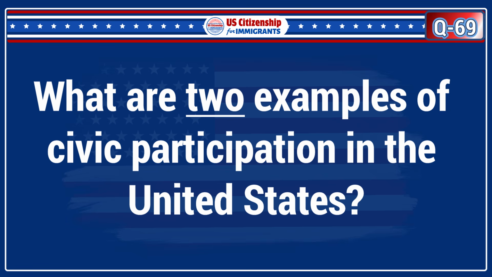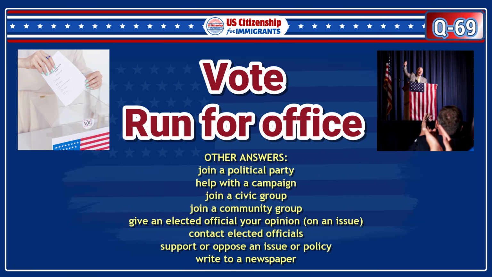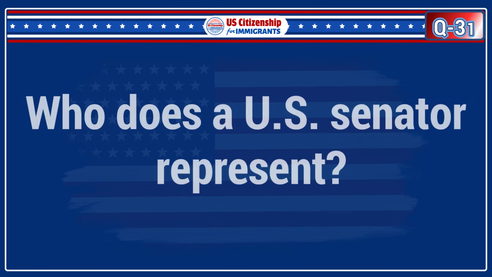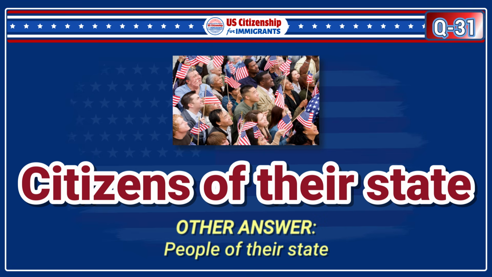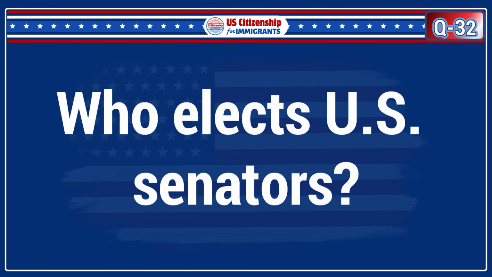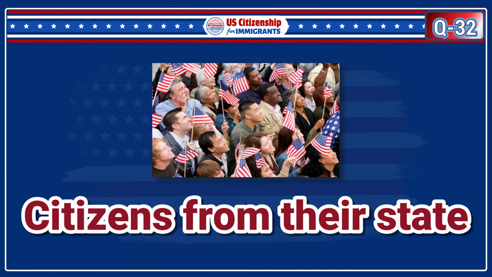69. What are two examples of civic participation in the United States? Vote. Run for office. 31. Who does a U.S. Senator represent? Citizens of their state. 32. Who elects U.S. Senators? Citizens from their state.